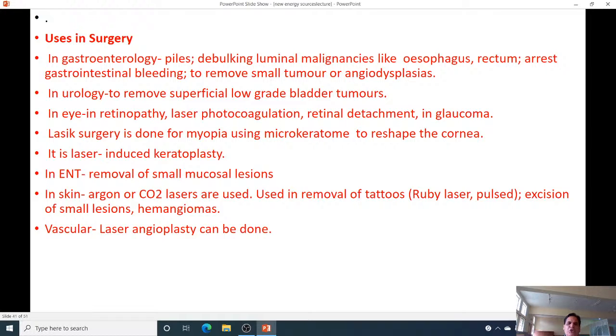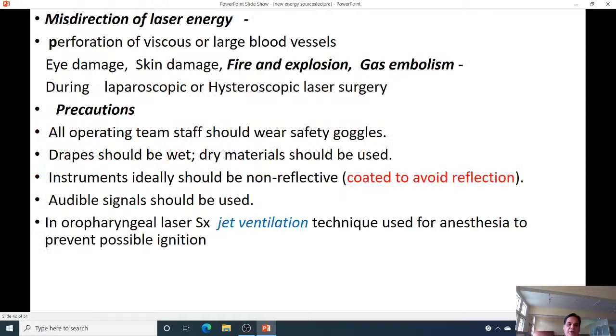The most important, commonest use of laser is LASIK surgery. Everybody is aware of that. In children with myopia, LASIK gives future wonders for them, where no glasses are required. What is done? A microkeratome reshapes the cornea. In ENT, removal of small lesions. In skin, tattoo removal, excision of small lesions, and in vascular, laser angioplasty. So, these are short notes on uses of laser in surgery.